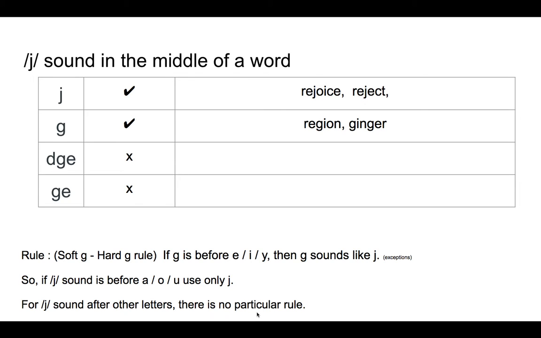So the same applies to the J sound in the middle of a word. The trigraph and digraph do not come in the middle of a word. So the choice is between the letter J or the letter G.